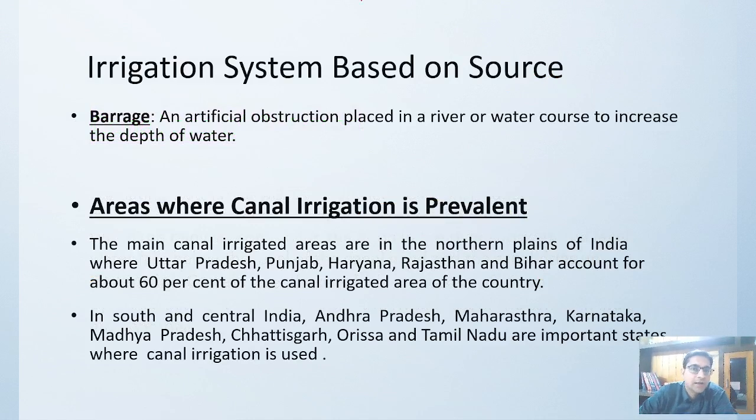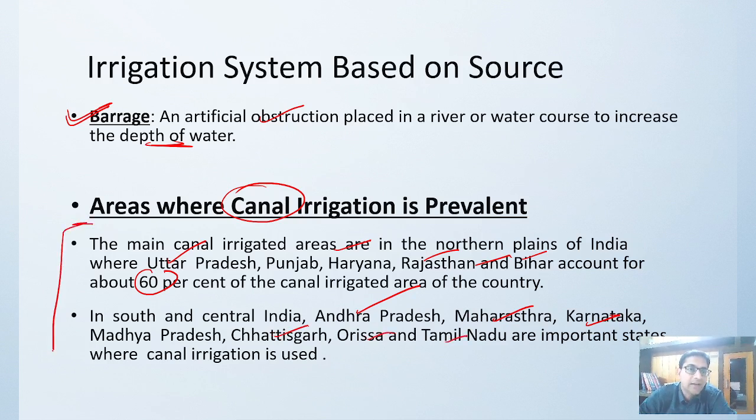Now, what is a barrage? It is an artificial obstruction placed in a river or water course to increase the depth of the water. That is the barrage. Now, at which places is canal irrigation prevalent? We have also discussed Uttar Pradesh, Punjab, Haryana, Rajasthan, Bihar. In southern India, Andhra Pradesh, Maharashtra, Karnataka, Madhya Pradesh, Chhattisgarh, Odisha, Tamil Nadu, all these places are where canal irrigation is extensively used because of their local physiological setting.